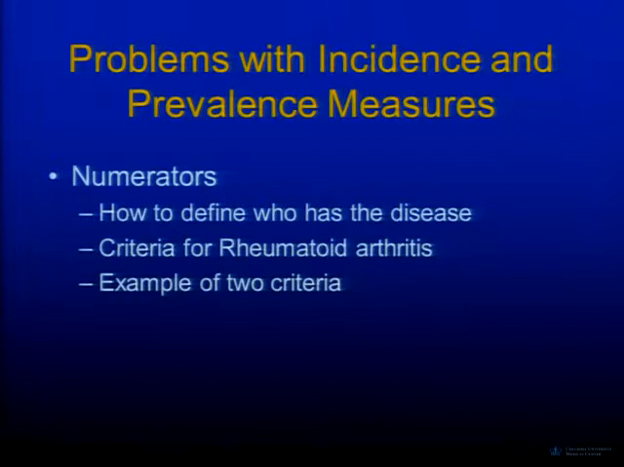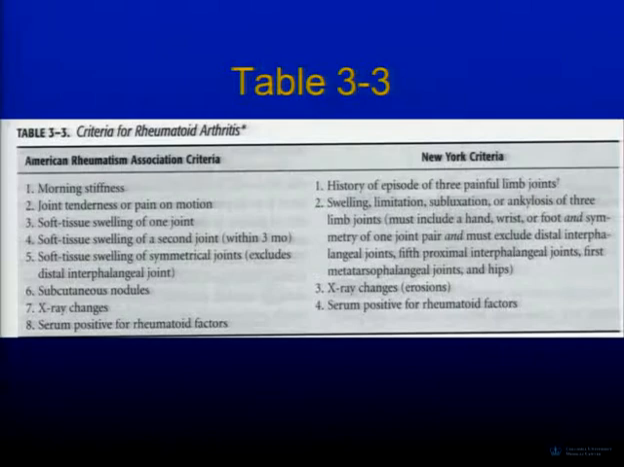So one thing is, how do we define who has the disease? And that might be simple, but how do you really define it? And I'm going to give you some examples to make that clear. One of them is for rheumatoid arthritis, and the other one is for dementia.